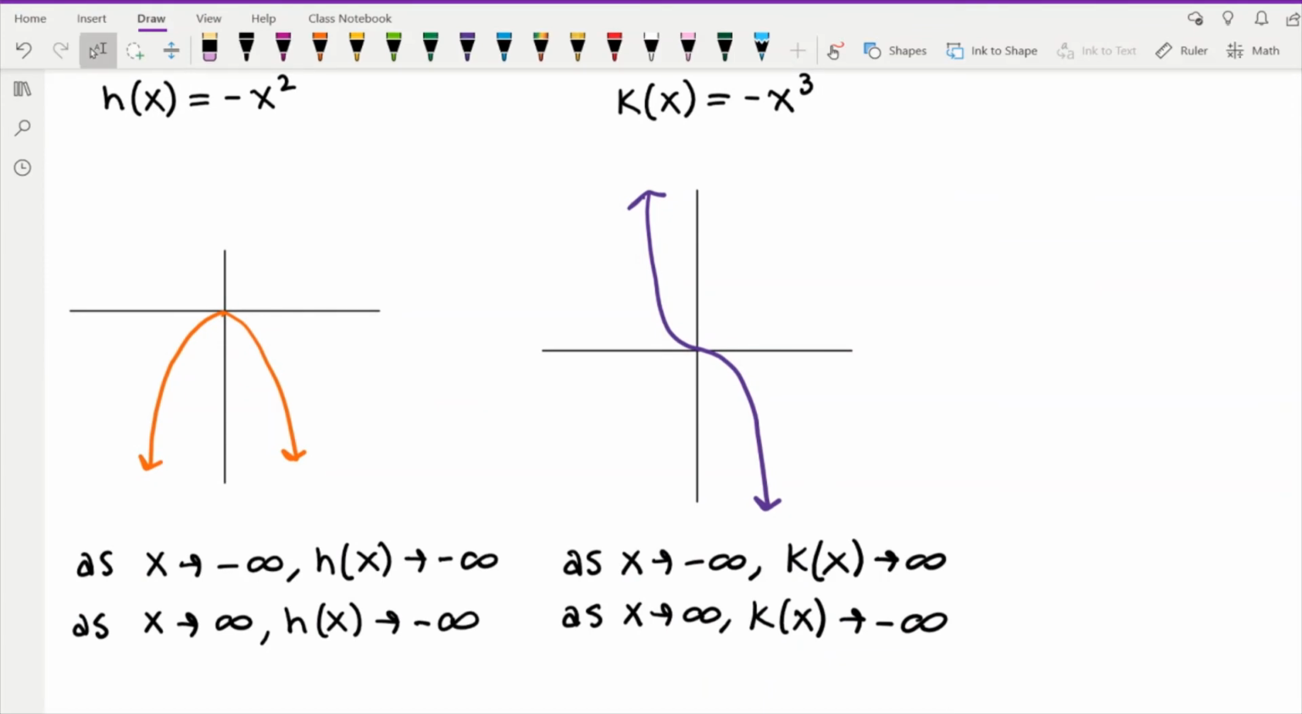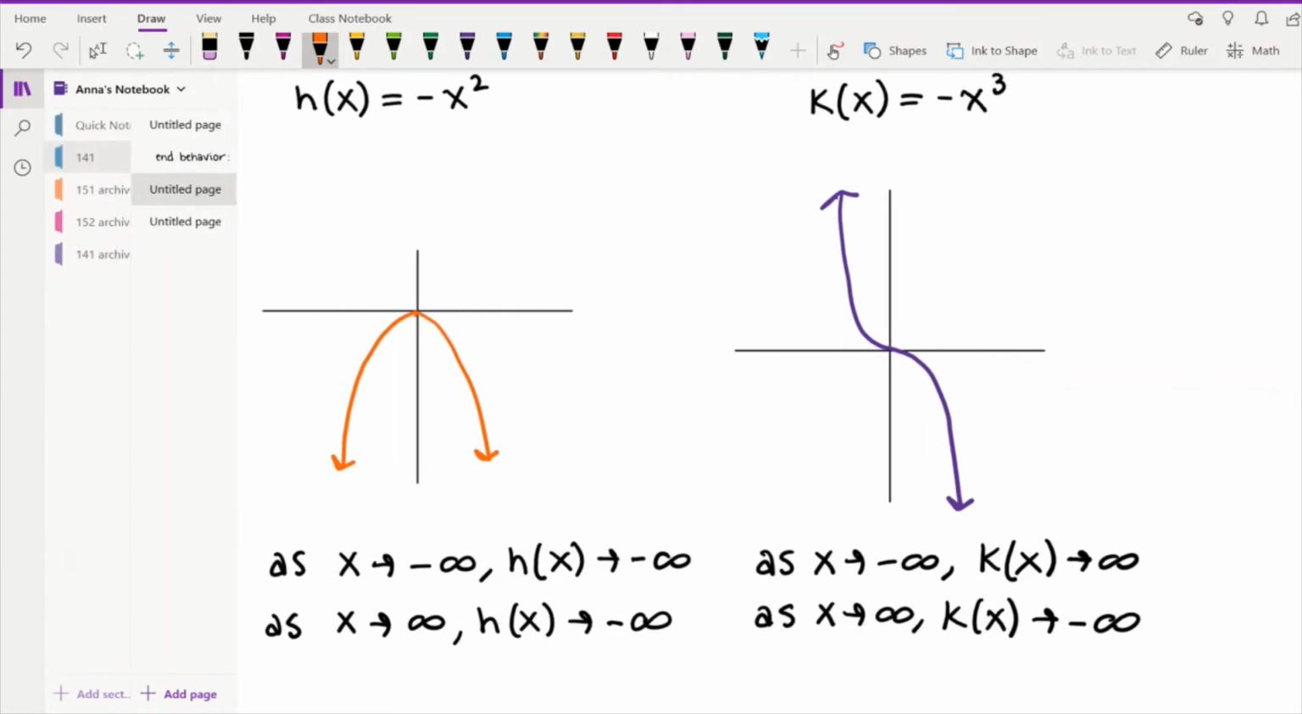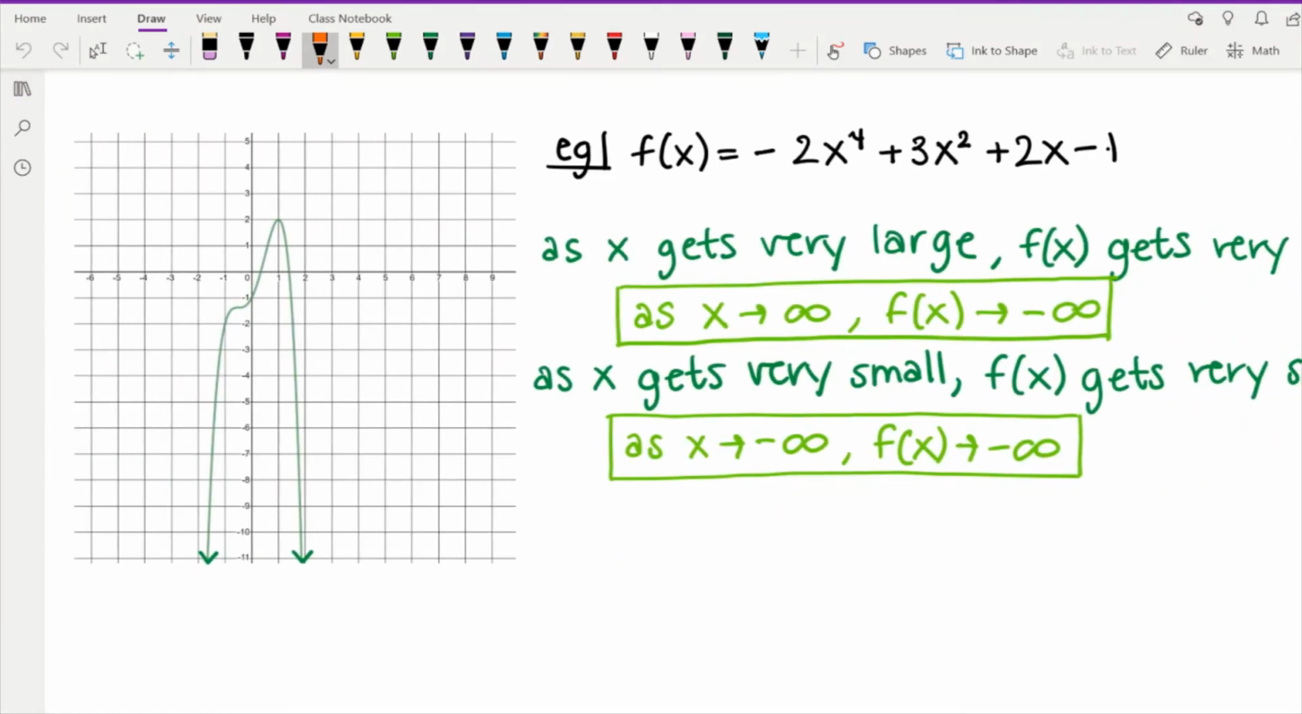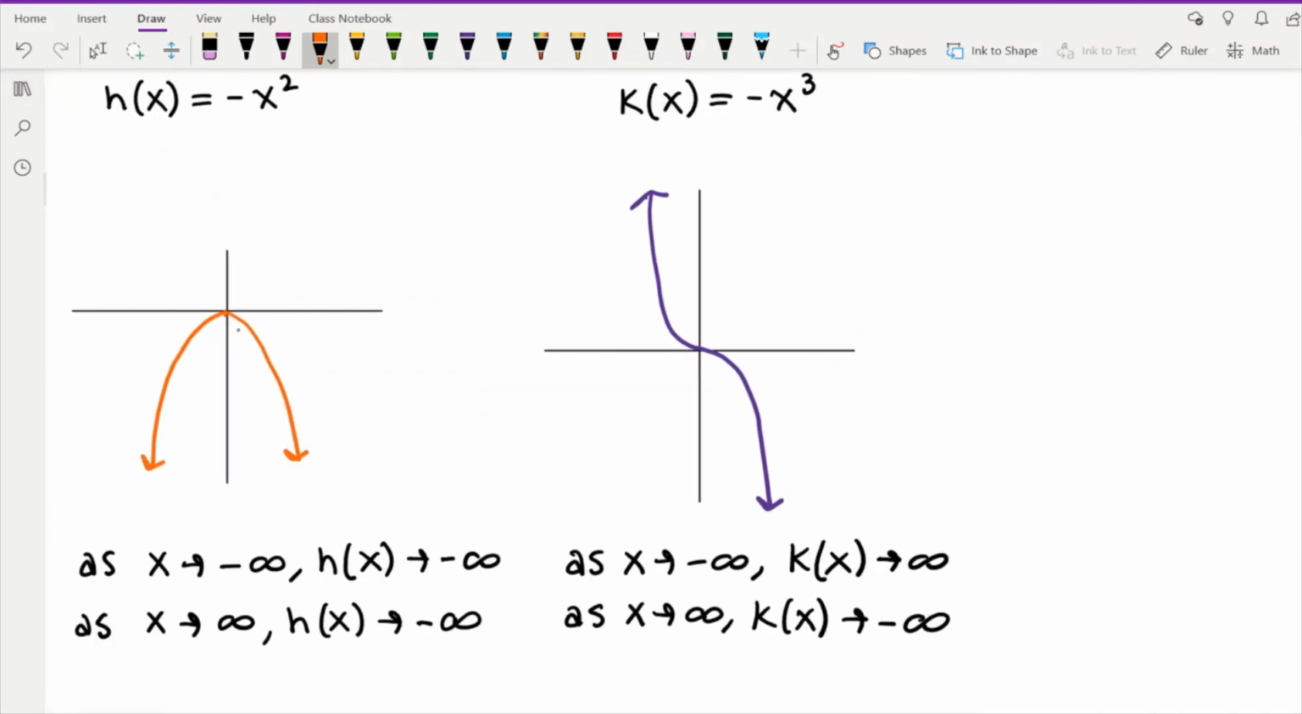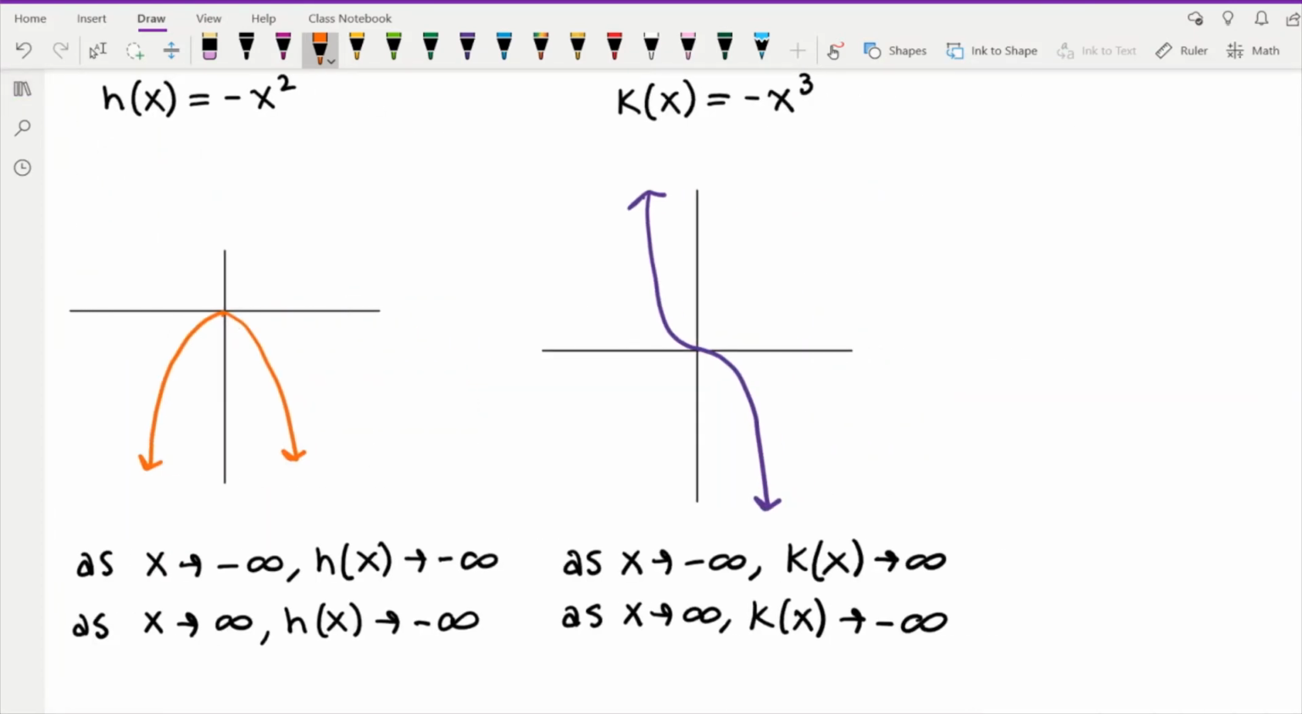So why is that? Like, what is it about negative x squared that makes it similar to negative 2x to the 4th plus 3x squared plus 2x minus 1? Well, it turns out that the important part when you're finding the end behavior is the degree and the leading coefficient. So I'll write this down in a moment, but what I want to point out here is that in the case of negative x squared, this is an example that has an even degree, right? The degree is 2, and it has a negative, I'm just going to use LC to abbreviate leading coefficient.